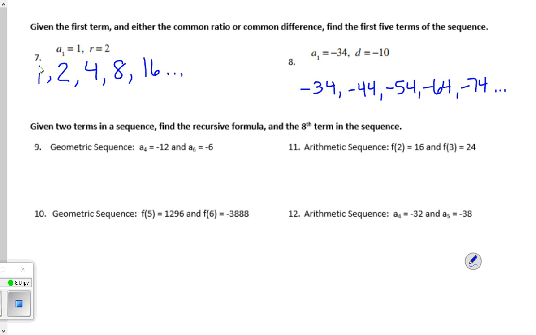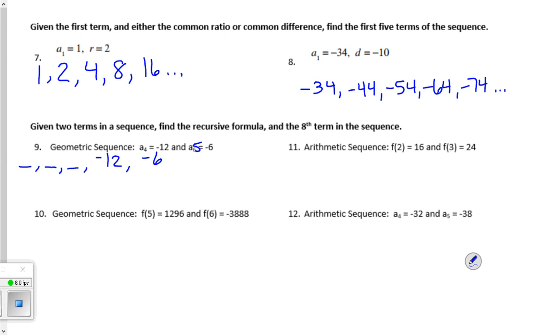Okay. Next section, again, just exploring this a little bit more. Given 2 terms in a sequence, find the recursive formula and the 8th term. Okay. So it says geometric sequence, a sub 4, I think this is a typo. A sub 4 is negative 12. This is supposed to say a sub 5 is negative 6. So I don't know what 1, 2, 3 are, but I know that a sub 4 is negative 12, and a sub 5 is negative 6. Again, that's supposed to be a 5 in there.